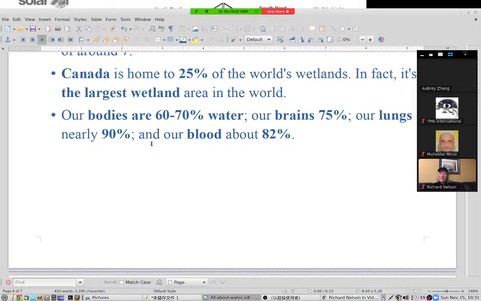Our bodies are 60 to 70% water. Our brain is 75%, our lungs nearly 90%. Talk about COVID-19, you have to consider water. For that reason, I have a bottle of water purifier in my hand, and later on I can show you. I already prepared a 50-gallon tank in our house, near the kitchen.